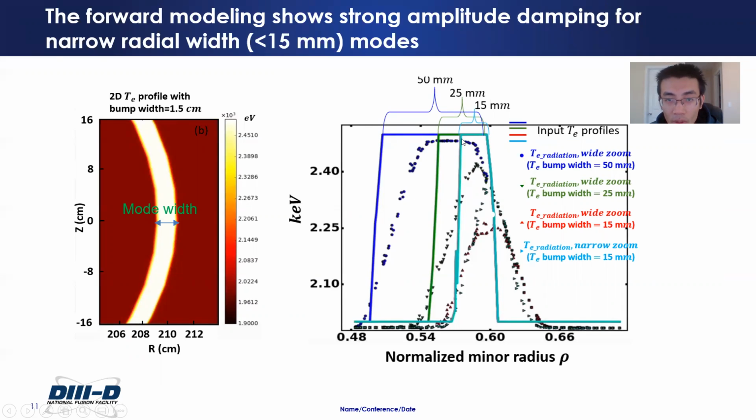When the mode width is very narrow, about 15 millimeters, using the wide zoom ECEI we will see these red dots, which means the radiation amplitude is much smaller than the original amplitude. If we use the narrow zoom ECEI, it's another story. Narrow zoom and wide zoom are two different bandwidth settings of the ECEI. You can see the measurement amplitude is much closer to the original one. So it means narrow zoom ECEI has better radial resolution than wide zoom ECEI.